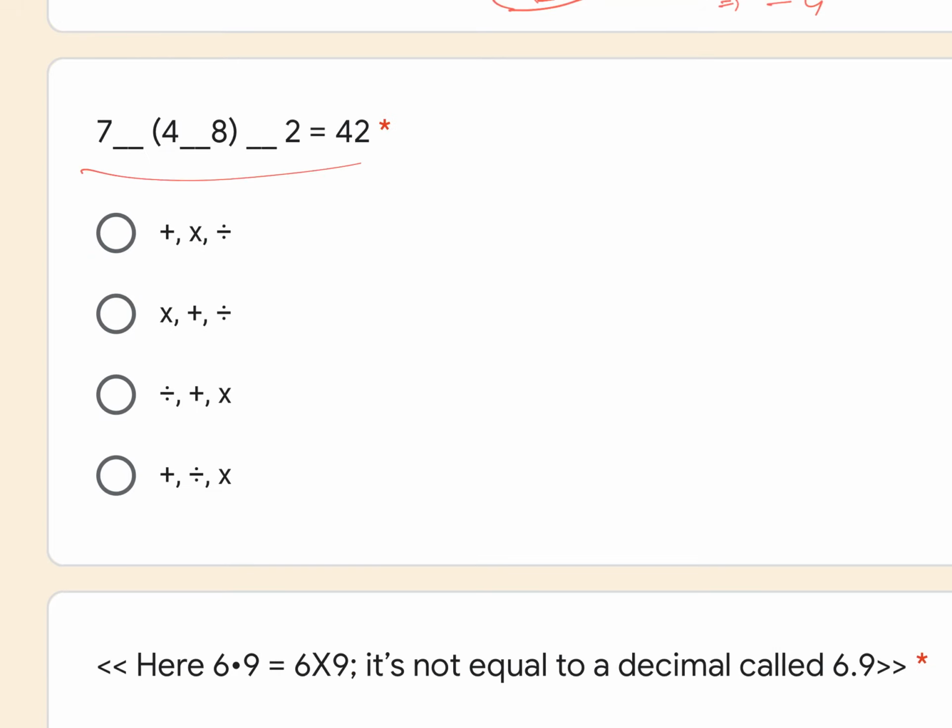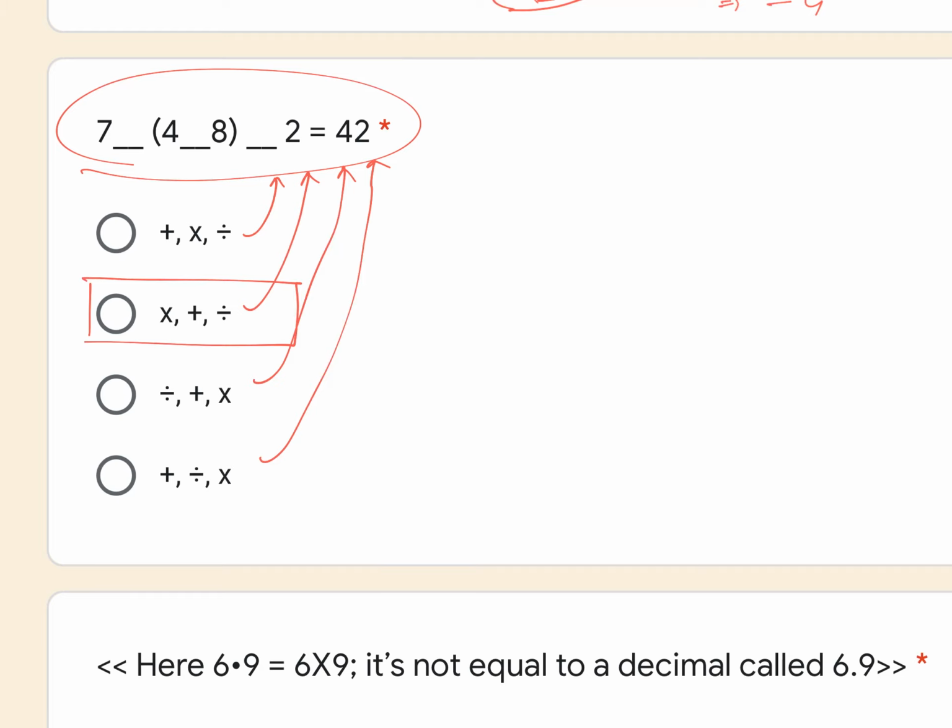In order to solve these kind of questions, we need to keep all the options into it and check which one goes right. It seems B is right, so let me consider that first. 7 into, in the bracket 4, the next sign is plus 8, the last one is division, divided by 2 must be equal to 42.